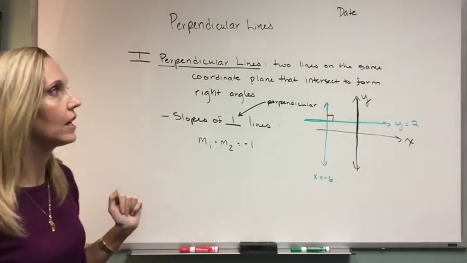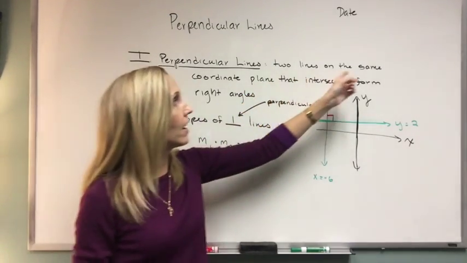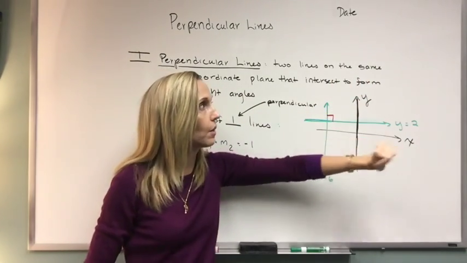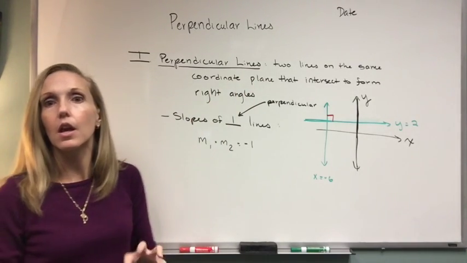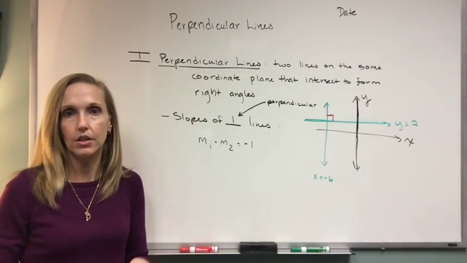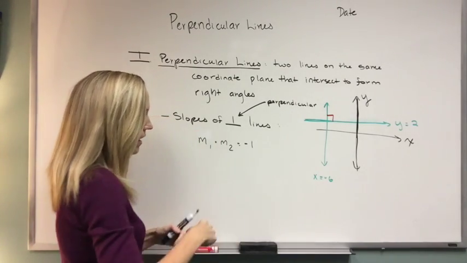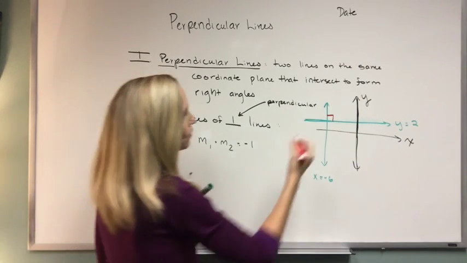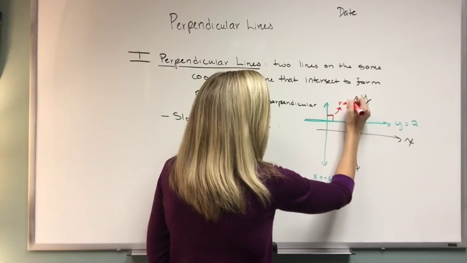Perpendicular lines are two lines, just two, that lie on the same coordinate plane, just like we do with parallel lines, in the same XY plane, that intersect to form right angles. And remember, a right angle measures 90 degrees, so we're looking for that corner. And how we note that it is perpendicular or that we have right angles is with this red square right here. That means a right angle.